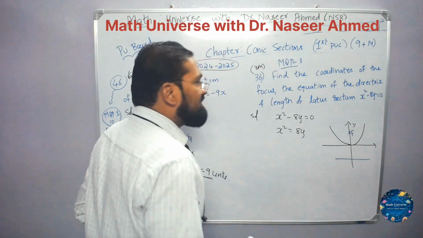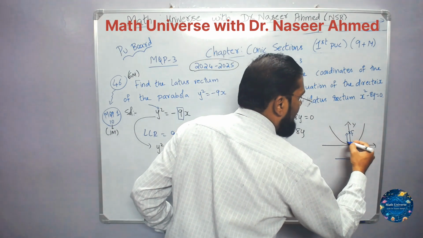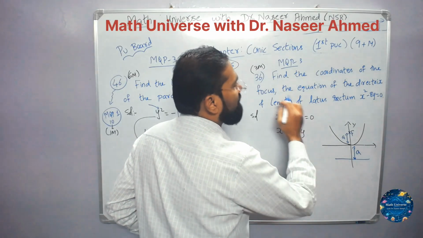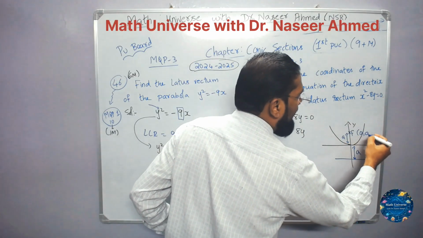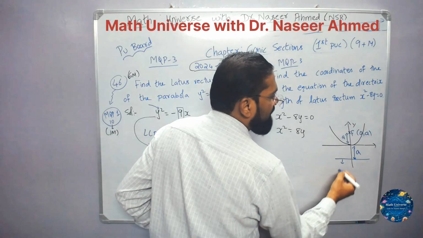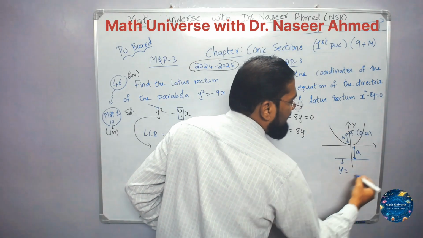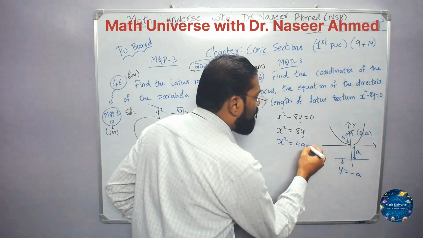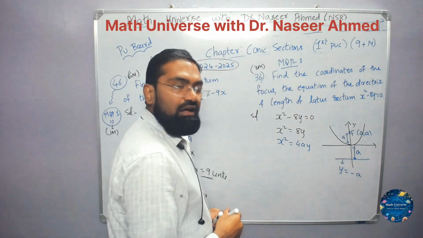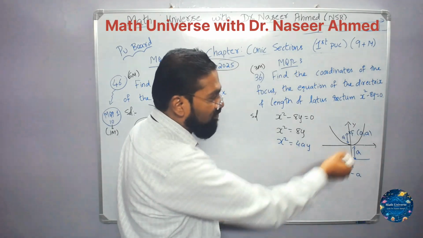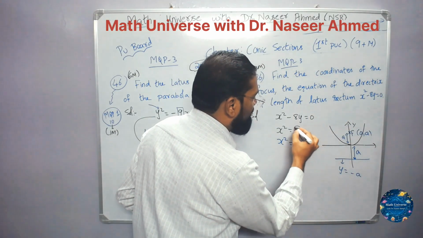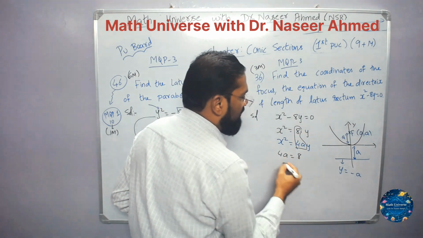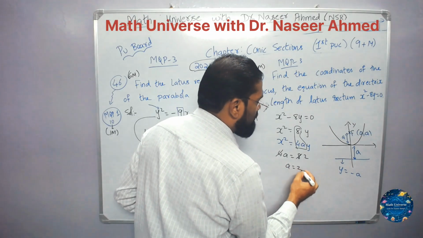So the focus of this, since this length is A, this length is also A. They want the coordinate of focus, so focus will be (0, a), and directrix will be y equal to constant on the negative part of the y-axis, so y equal to minus a. Now if I compare with x square equal to 4ay, from the geometry we can get all the things. In place of 4a we have 8, so 4a is equal to 8, 4 twos are 8, a is equal to 2.